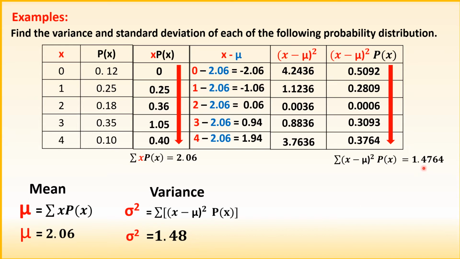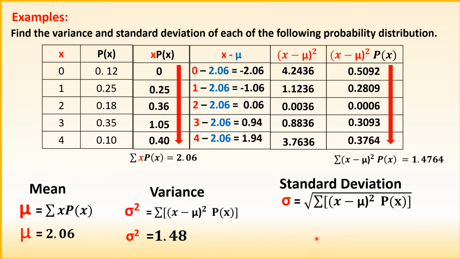Kasi, 2 decimal places lang kunin natin dito. So, since ito ay 47.6, so 6 ang kasunod ng 7, so round up na lang tayo dito sa 7, so magiging 8 na siya. That is why we have here variance is equal to 1.48.